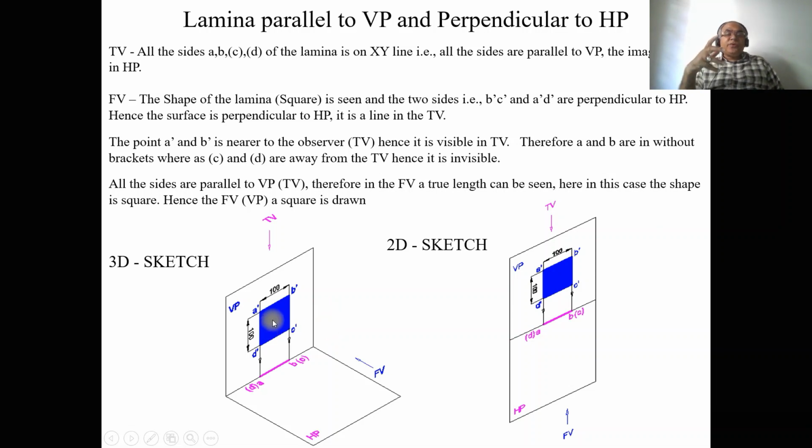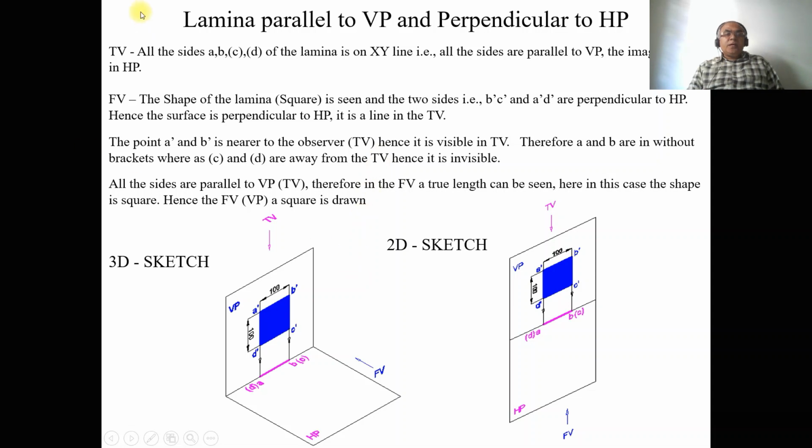So when you are analyzing this individually, since it is perpendicular to VP, you are getting the line in the horizontal plane. When you look from the front view, we can see that A dash B dash, B dash C dash, C dash D dash and D dash A dash are all visible. Therefore, you are getting the true shape here. That is, A dash B dash is 100, B dash C dash is 100, C dash D dash is 100 and D dash A dash is 100. So therefore, you are going to get a square of 100 mm side.